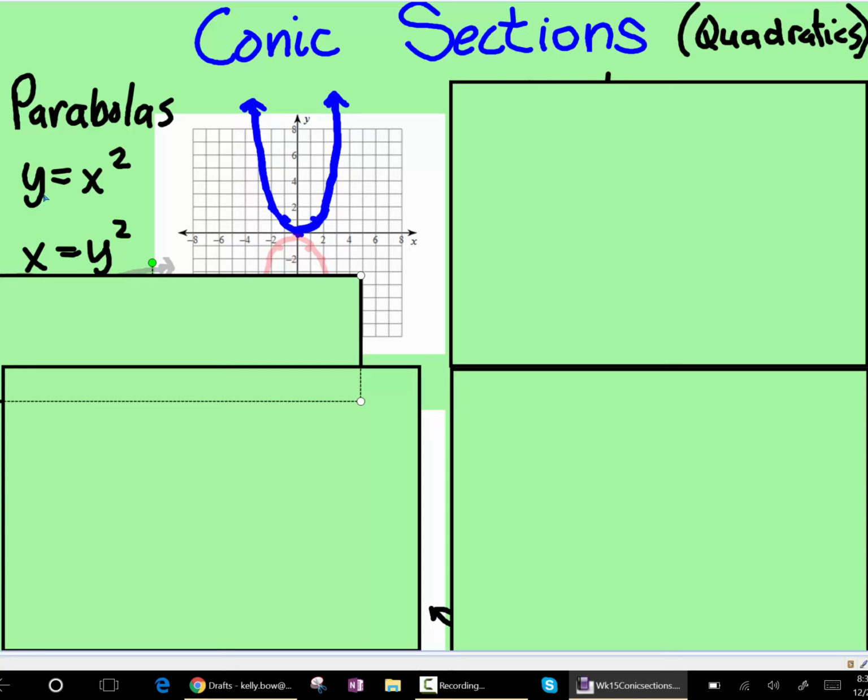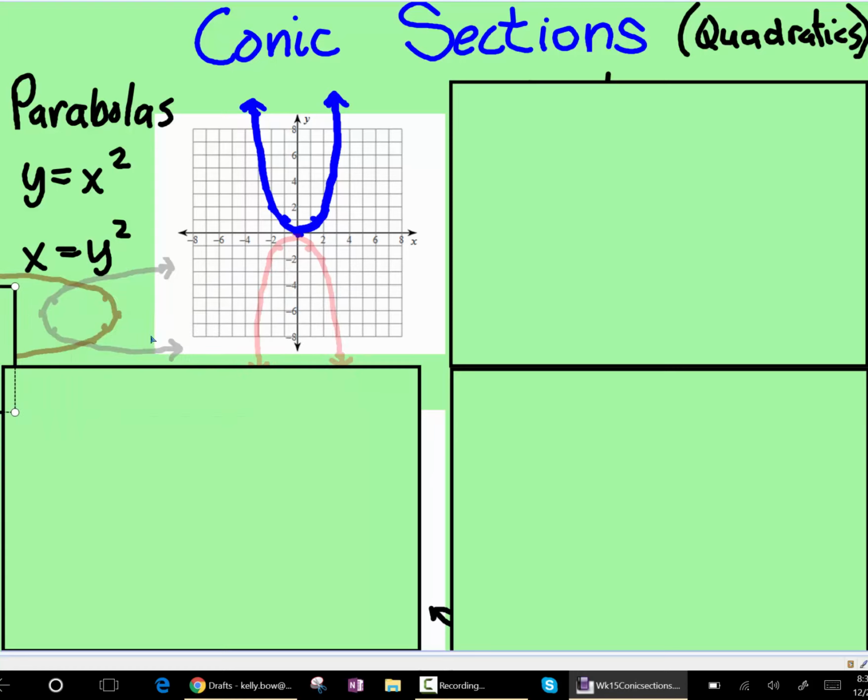squared. And if you think about it, when y is equal to x squared, the parabola is facing upward towards the y-axis. So when x is equal to y squared, the parabola will be facing sideways towards the x-axis. When it's a positive y squared, it faces in the positive direction. When it's negative y squared, it faces in the negative direction. And when it's just x squared or y squared, the vertex is always at the origin.